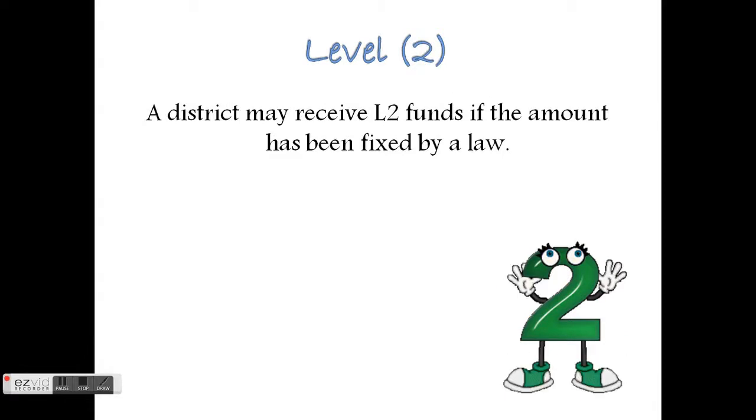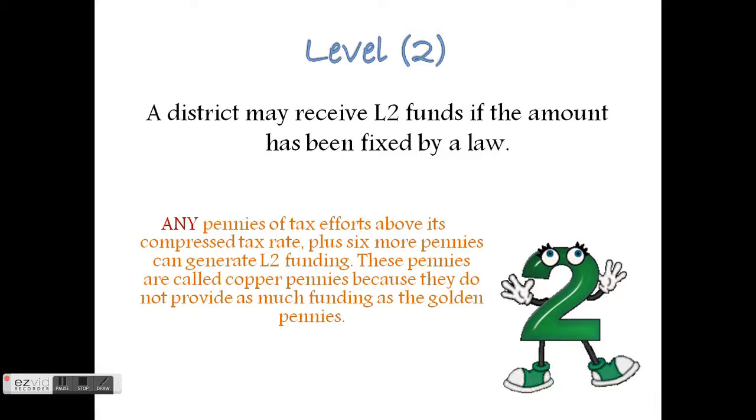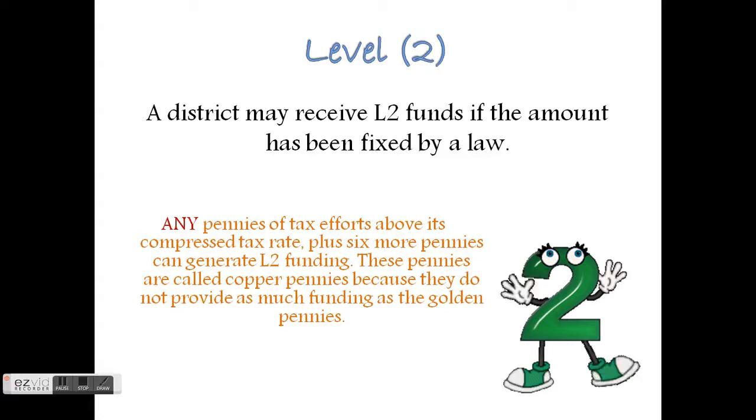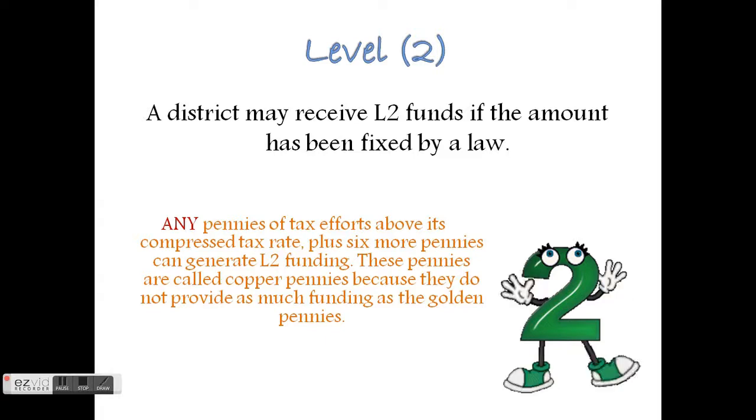Level 2 means any pennies of tax effort above its compressed tax rate plus 6 more pennies can generate Level 2 funding. The pennies generated in this level are called copper pennies because they do not provide as much funding as the golden pennies. A district may receive these kinds of funds if the amount has been fixed by a law.